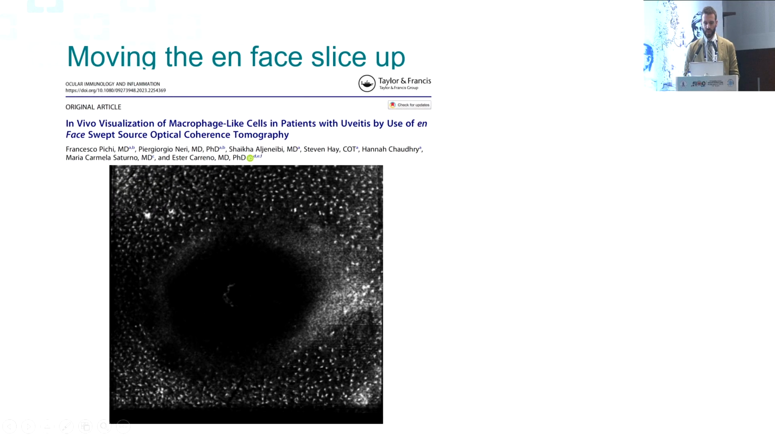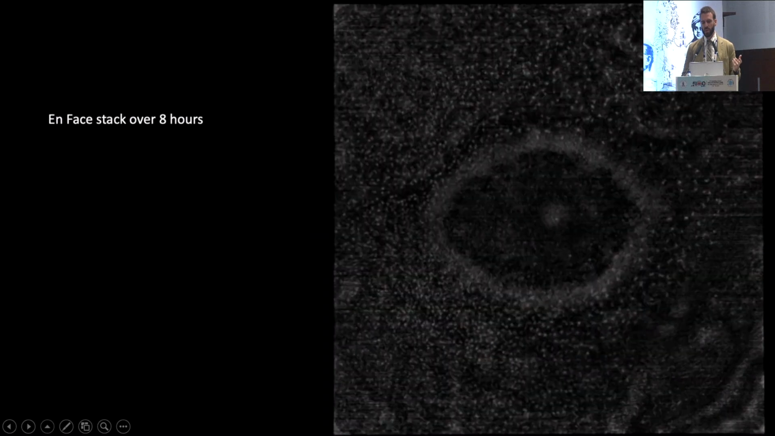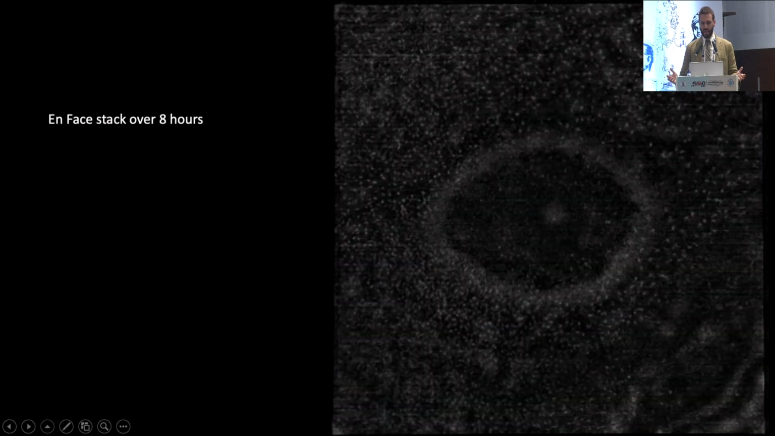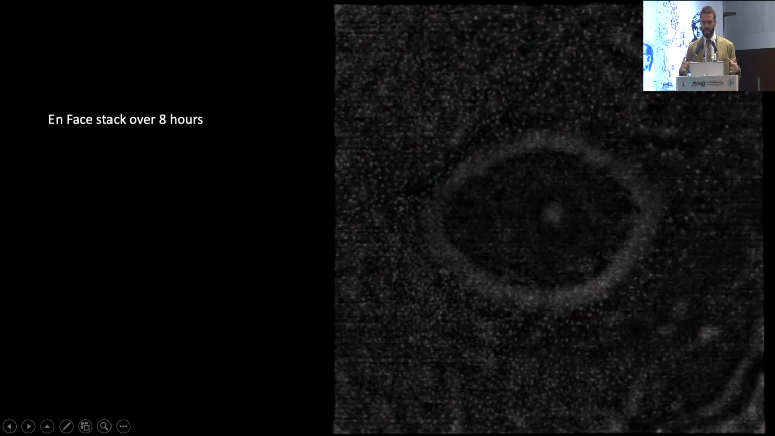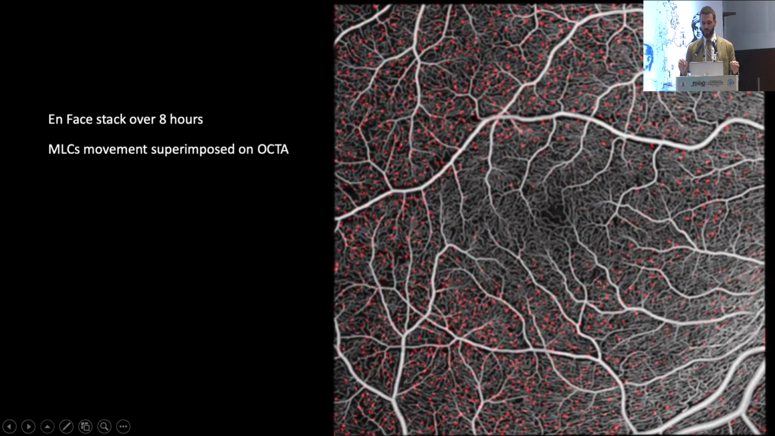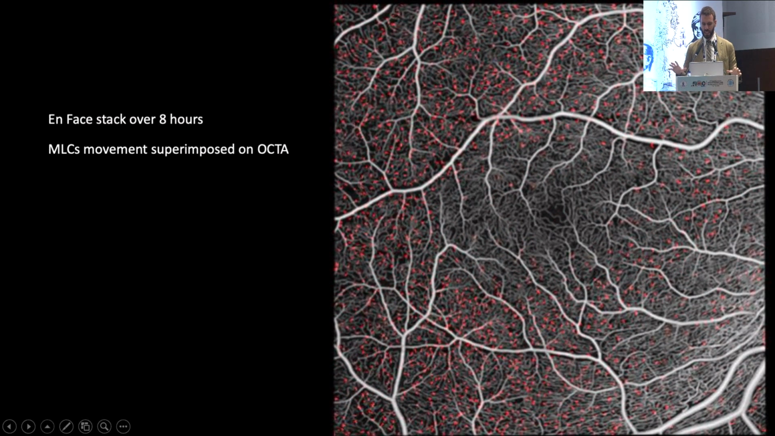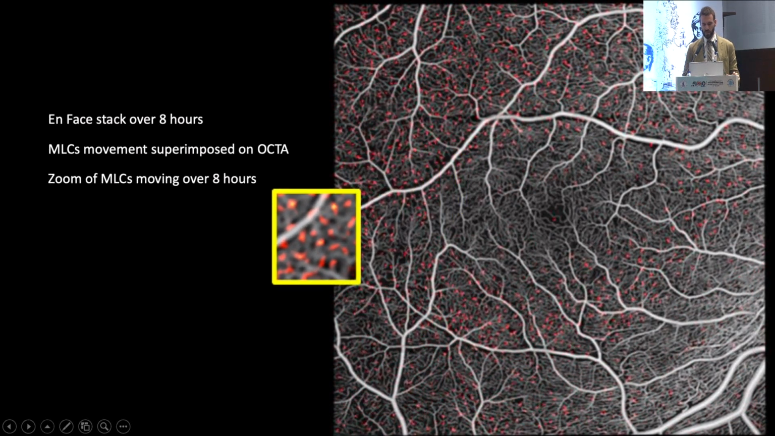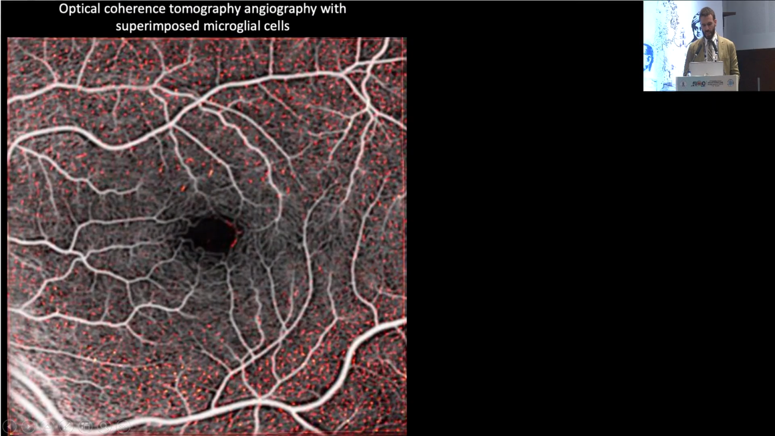So how do we know that these are actually macrophages? These are actually moving. So you have some uveitis, especially who stood in front of a machine for 8 hours, and you can see all my macrophages here moving. If you superimpose the OCTA, you see that they stay around the blood vessel. They scan an area of retina. They don't move too far. They make sure that area of retina is fine and clean. And if you zoom into one particular area, you can see how they're moving, the pseudopodic movement.